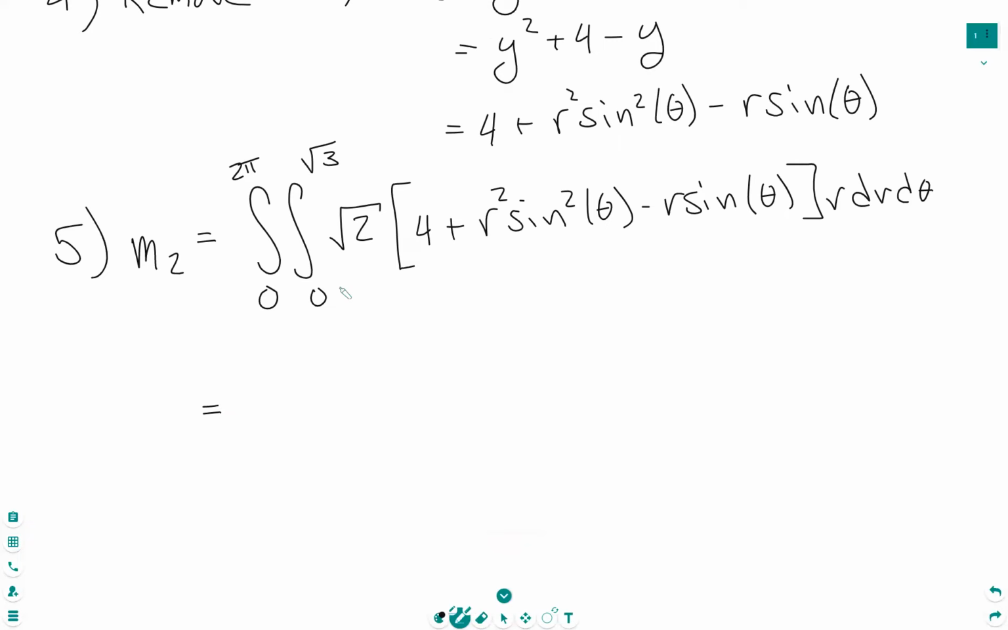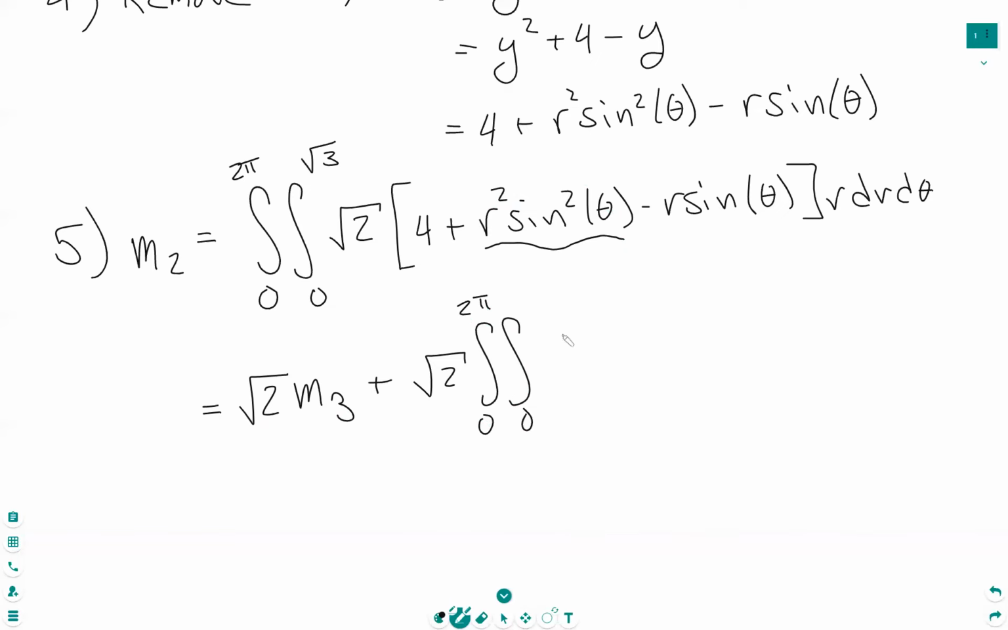What did I see. So I was a little bit clever here because we already did this portion of the integral for m3. So we write this as root 2 m3 and then root 2 the integral from 0 to 2 pi, 0 to root 3 of what was left over, which was just 4 minus r sine theta, r dr d theta. All right, because we already did this integral just above.